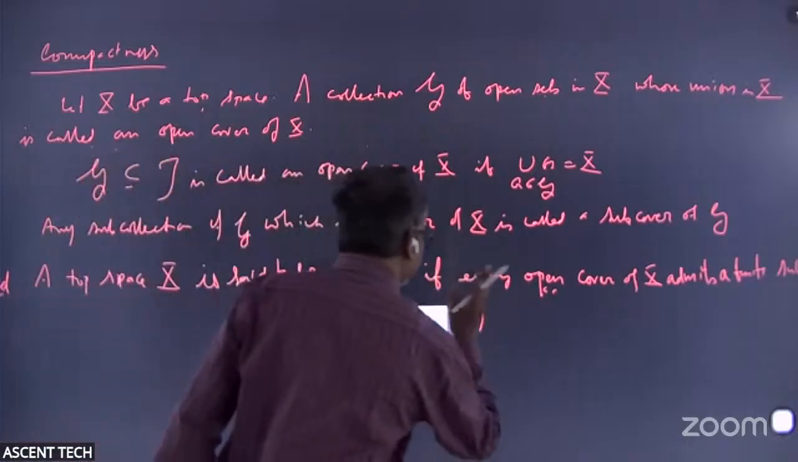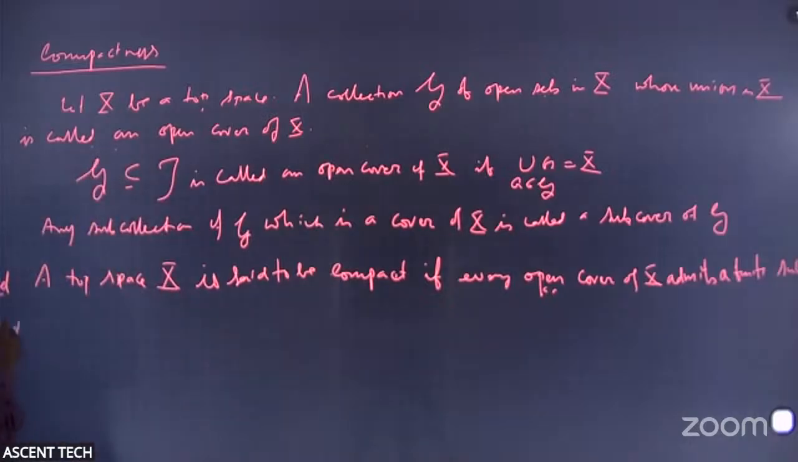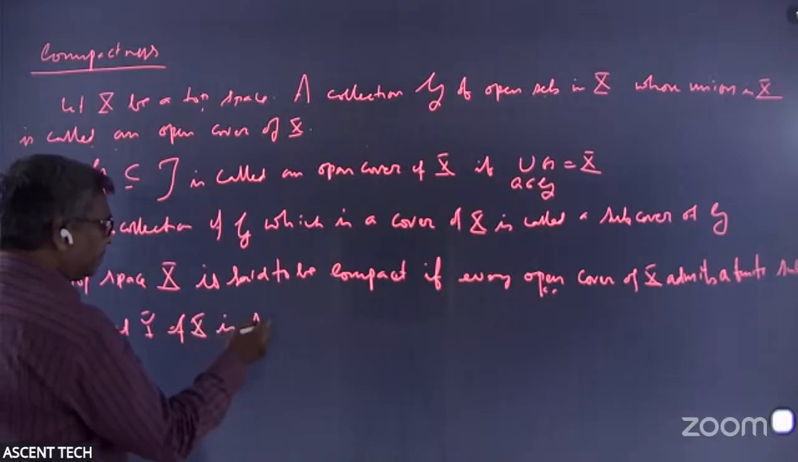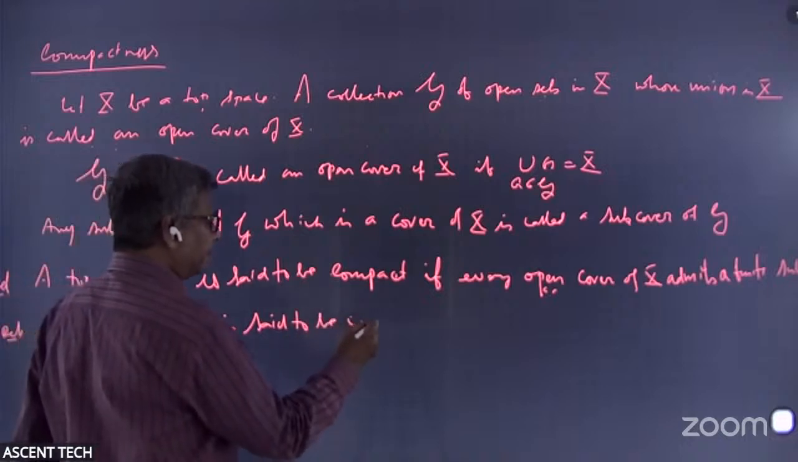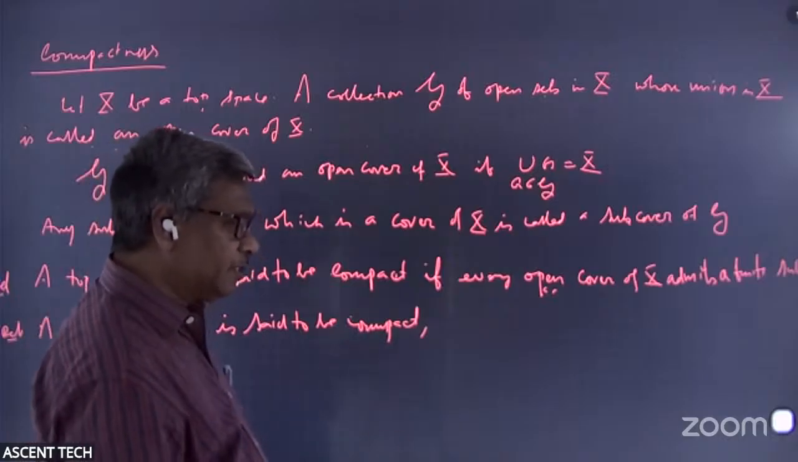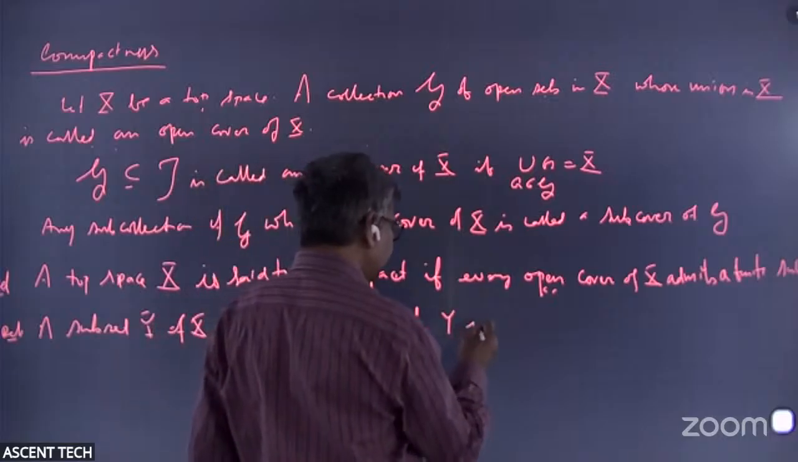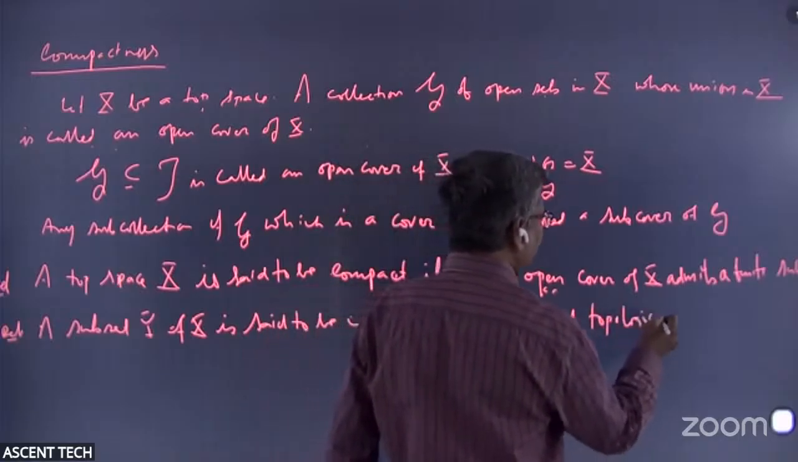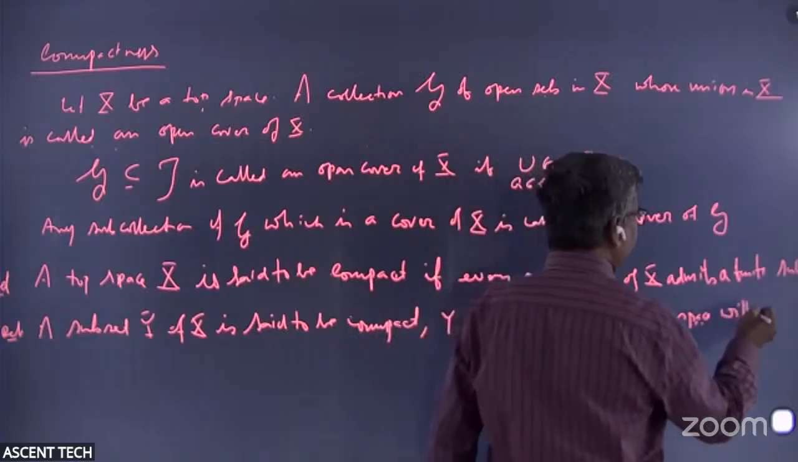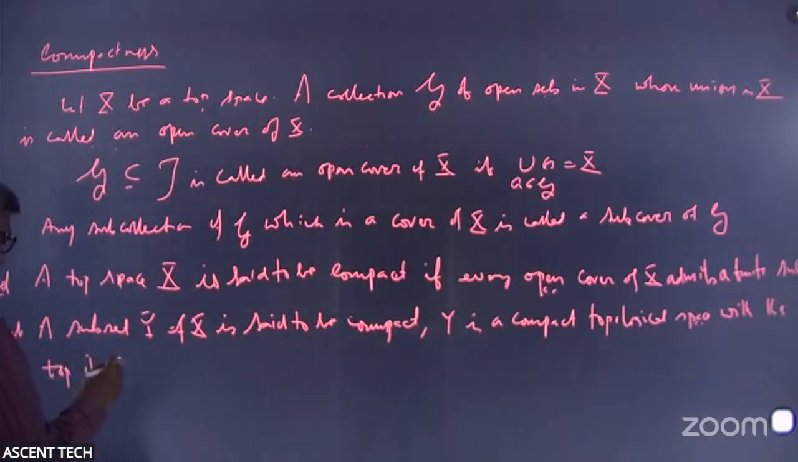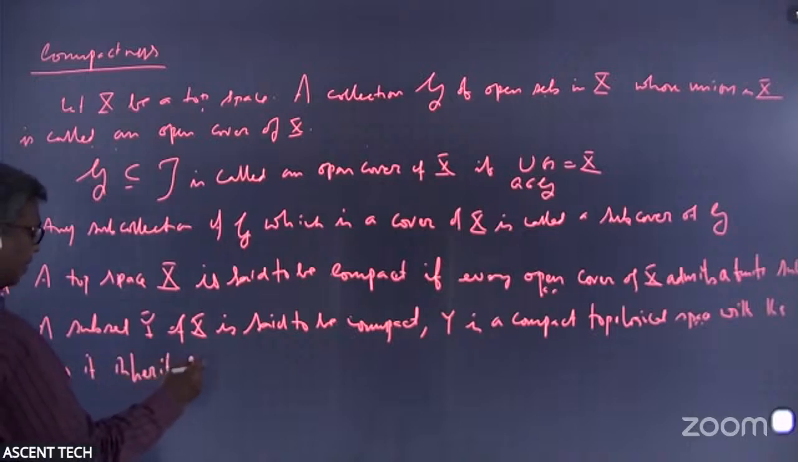So here is another definition. A subset Y of X is said to be compact if Y is a compact topological space with the topology it inherits from X.